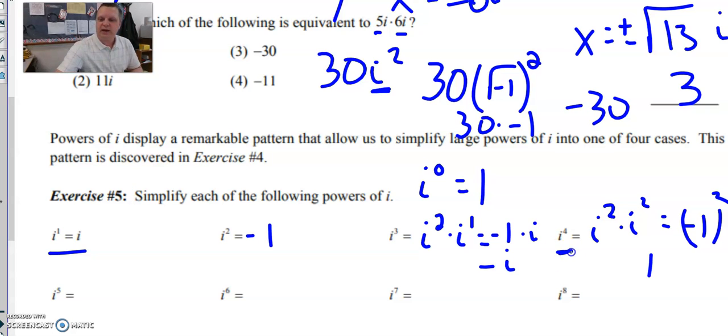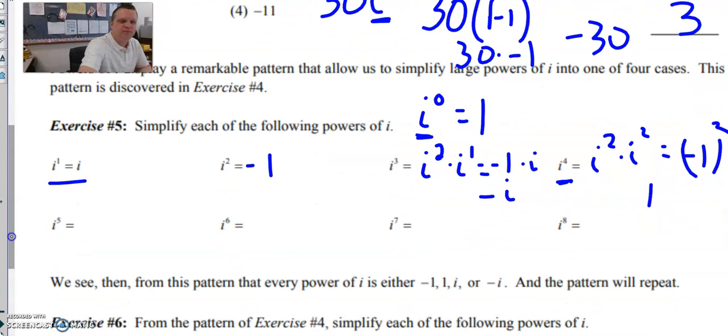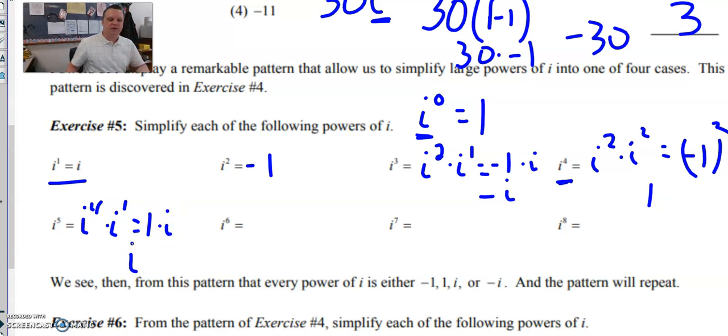Now, when you got to i to the fourth, do you see how it's the same as i to the 0? So it is a recurring pattern. If you do i to the fifth, i to the fifth is i to the fourth times i to the first. So we have 1 times i. So i to the fifth is just i. i to the fourth went with i to the 0, 1 and 1. i to the fifth is the same as i to the first. So what do you think i to the sixth is going to go with?